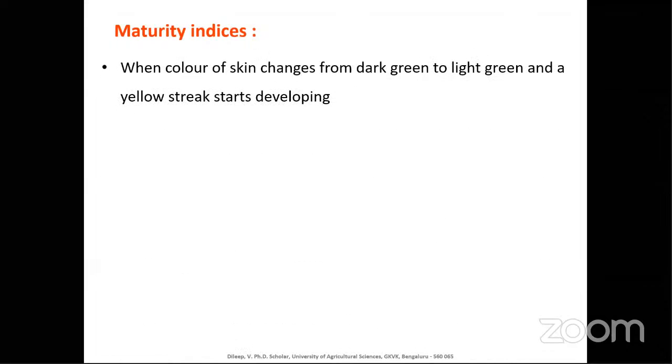So what are the maturity indices? Visually we can assess by seeing the change in color from dark green to light green and the development of yellow streaks. Okay, this is the proper maturity index. Just a change of green to yellow is not the appropriate thing. Green to yellow along with the streaks. So the fruits harvested in this condition will ripen uniformly.